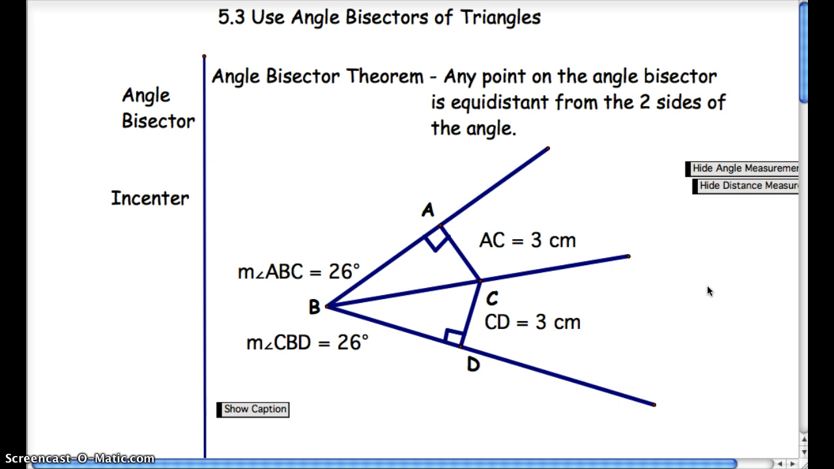No, it can't be hypotenuse leg. You guys are getting that confused. We'll talk about that in a second. It's angle, side, right? Angle, side.